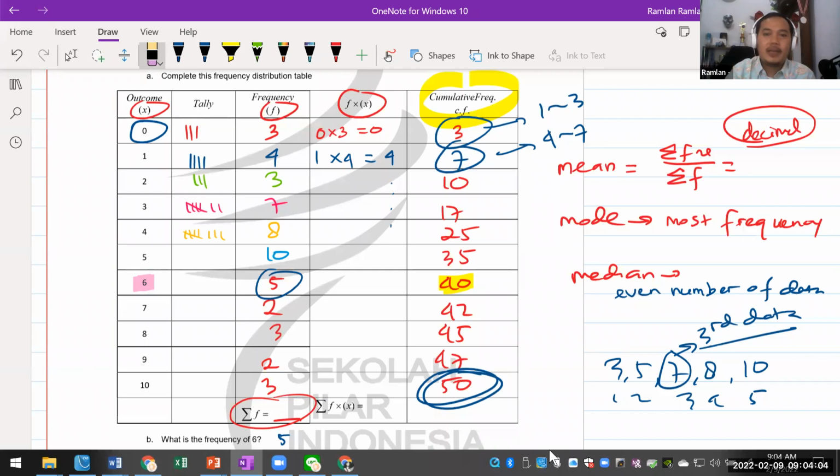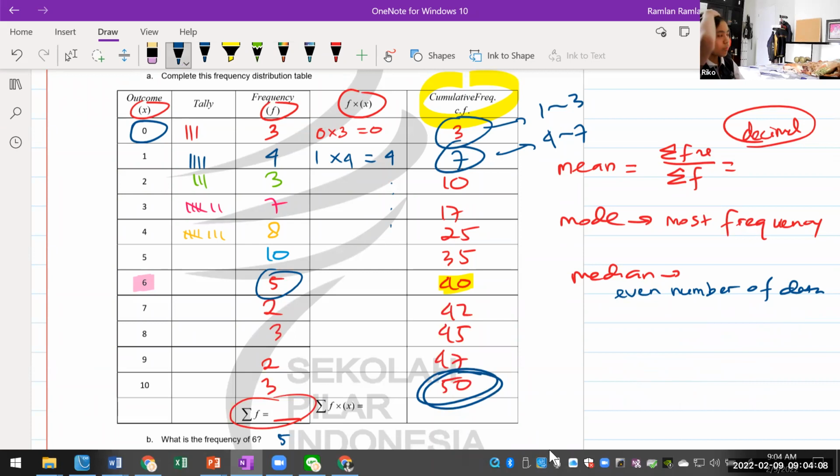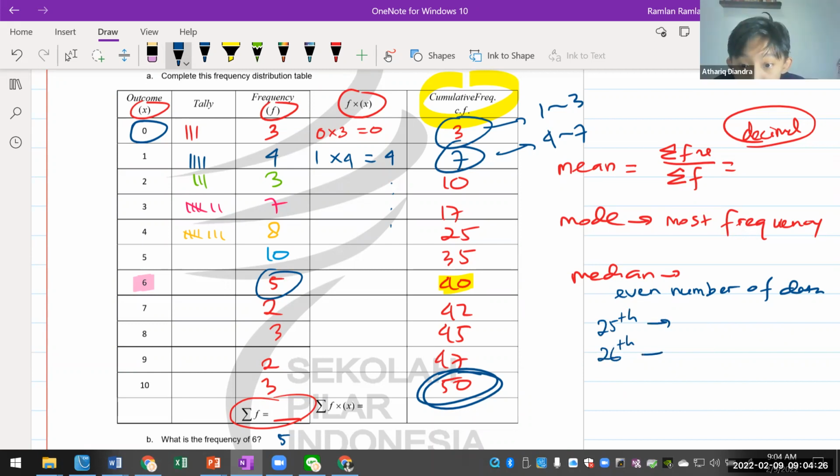So again, when we see this table here, let's see where data number 25 and data number 26 are. Okay, Atar, can you help me? Where is data number 25 and data number 26? Four. 25 is 4. How about 26? The 26 is 5. Here we go.